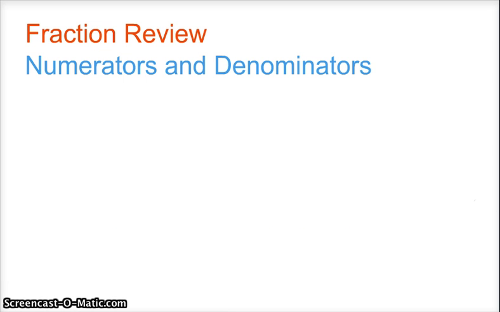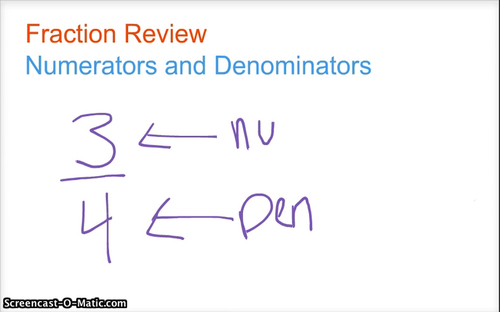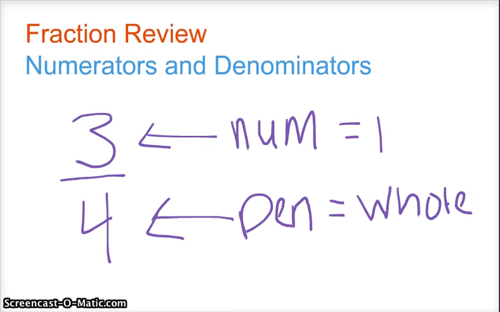Now, to go over numerators and denominators, I'm first going to write a fraction. Let's say 3/4. Now, the denominator is always the bottom number. And the numerator is always the top number. And the denominator I like to think of as the whole, and the numerator as a part of the whole, or how many parts of the whole are being taken up.